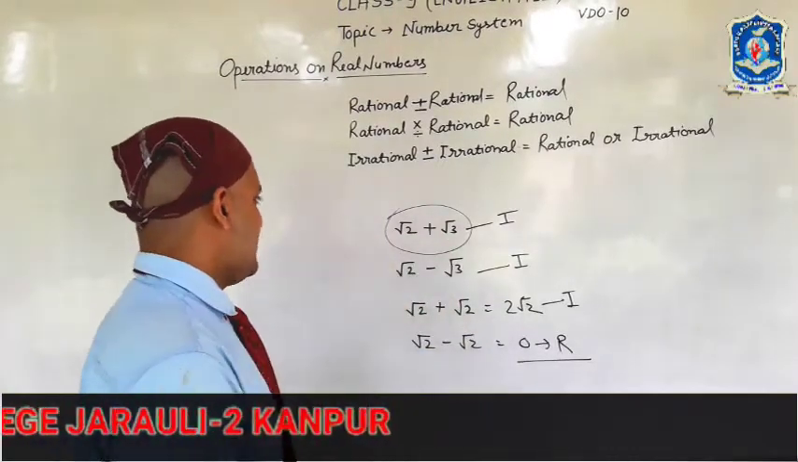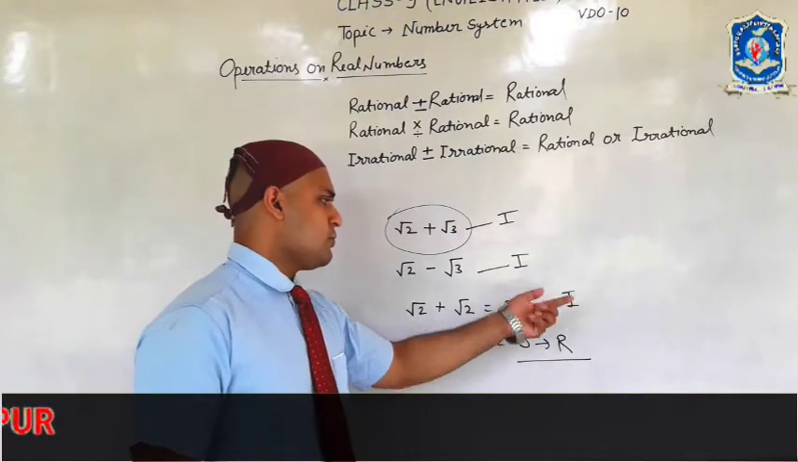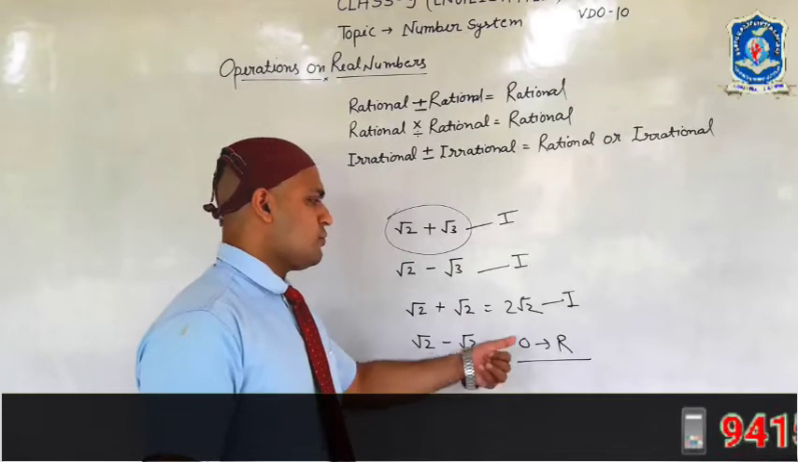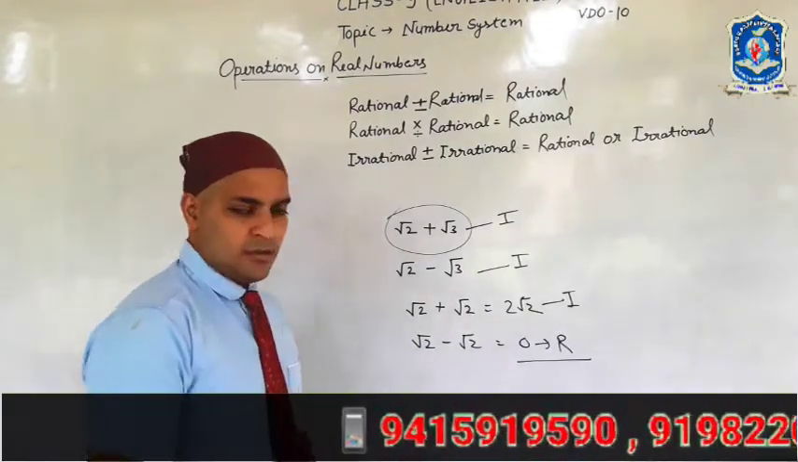You have to understand this: root 2 plus root 3 and root 2 minus root 3 are irrational, root 2 plus root 2, which is 2 root 2, gives irrational, and root 2 minus root 2 gives 0, which is a rational number.